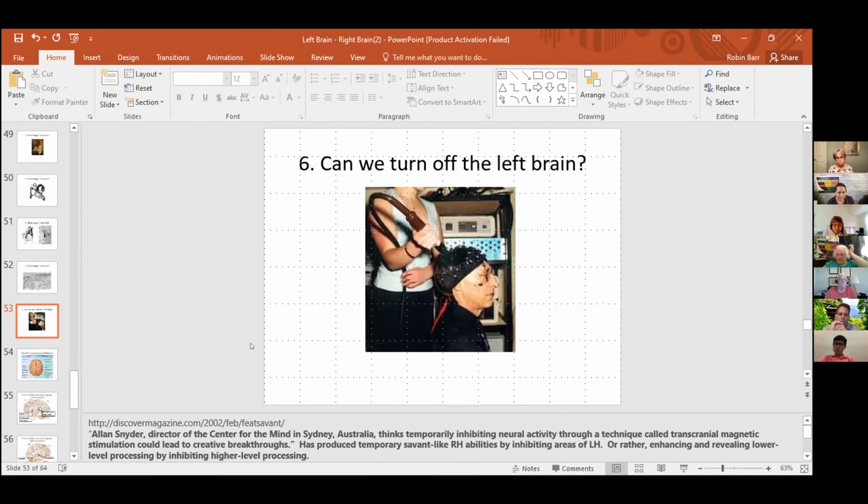So he inhibits the logical mathematical part of the left side of the brain, and suddenly they can do like Rain Man. They can count 150 toothpicks at once, or they can do all these amazing numeracy mathematical abilities that they can't do when they're actually trying to use math to do it.